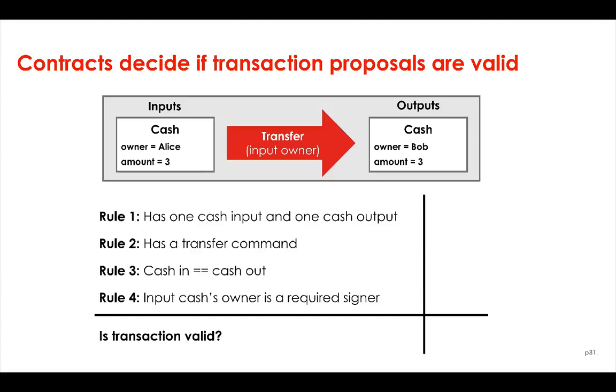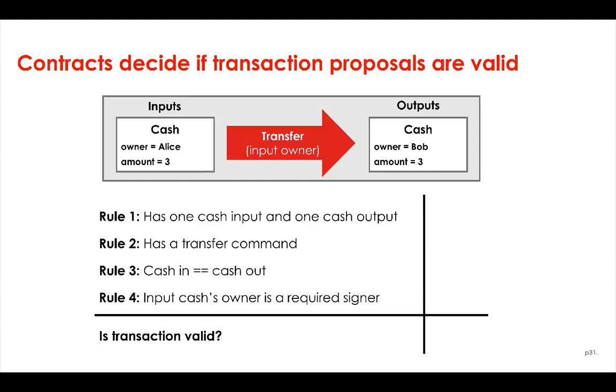So here's an example contract that imposes 4 rules. So we can see them here. The first rule is that the transaction has 1 cash input and 1 cash output. The second rule is that the transaction has a transfer command. The third rule is that the value of the cash inputs equal the value of the cash outputs. And the fourth rule is that the owner of the input cash is a required signer.